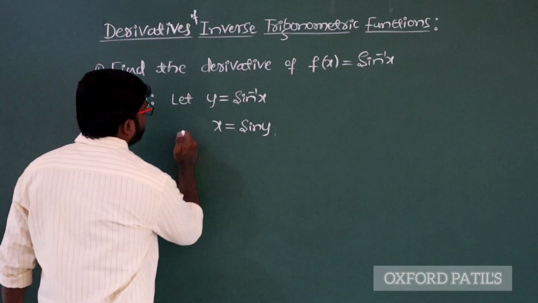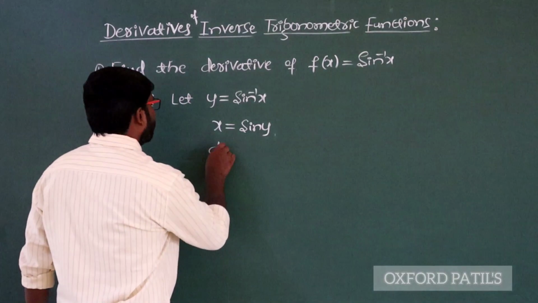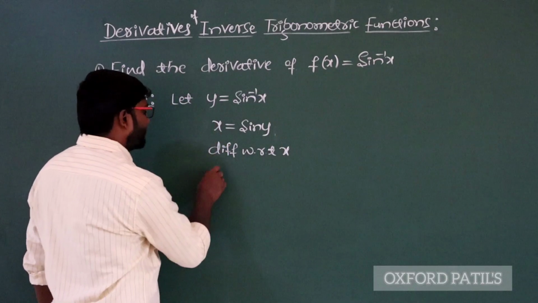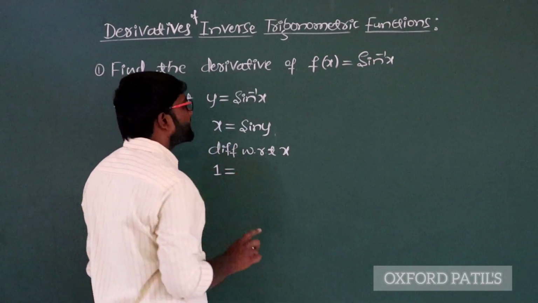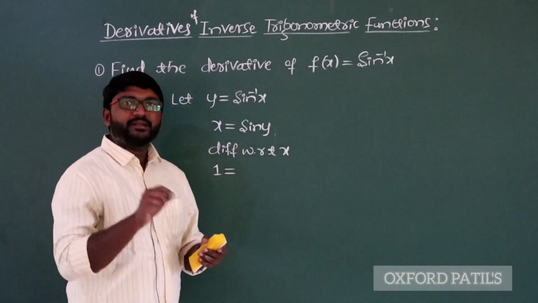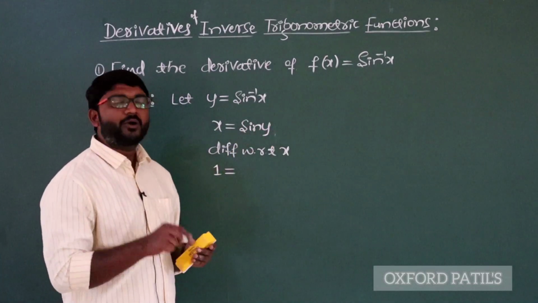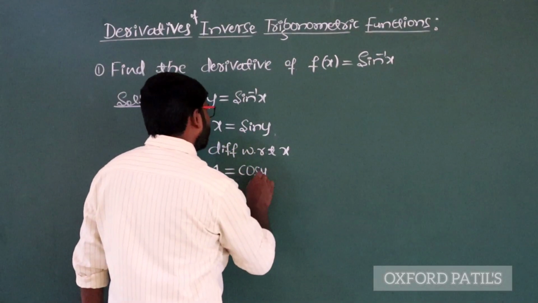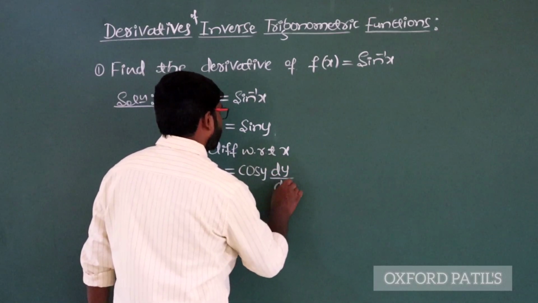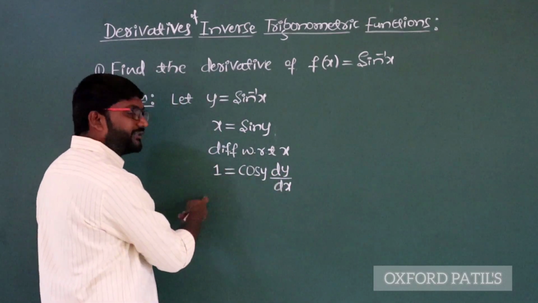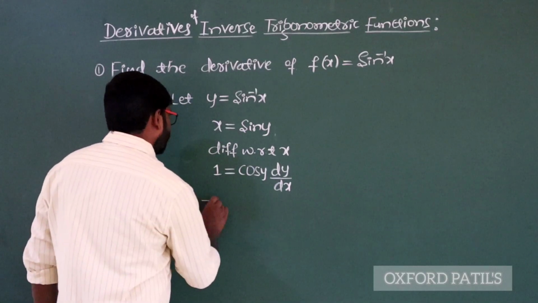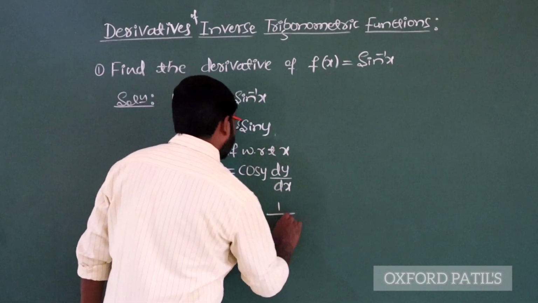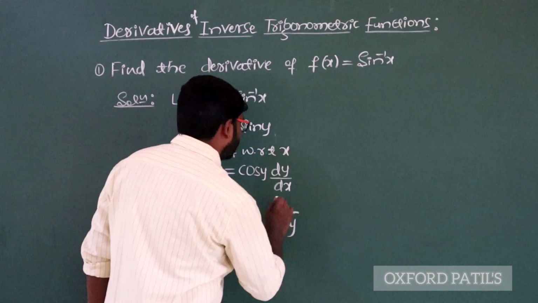So now differentiate both the sides with respect to x. What is the derivative of x? It will be 1. Then the derivative of sin y. If it was sin x, we would have just written cos x and stopped. Now since it is sin y, we have to write cos y into dy by dx. So the derivative of sin y will be cos y into dy by dx. Now take cos y to the left hand side, it goes to the denominator. So dy by dx is equal to 1 divided by cos y.